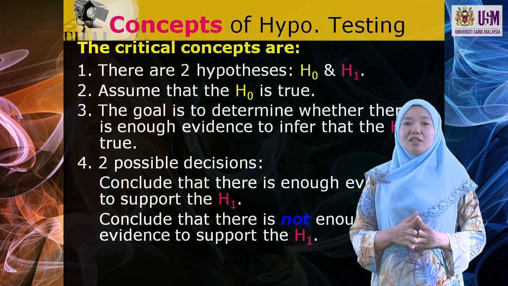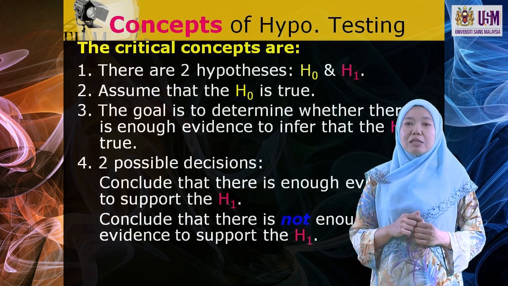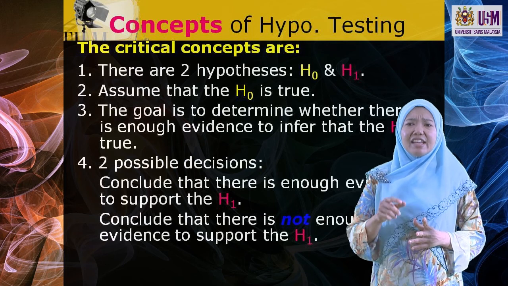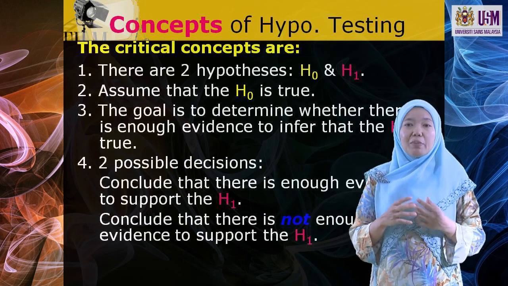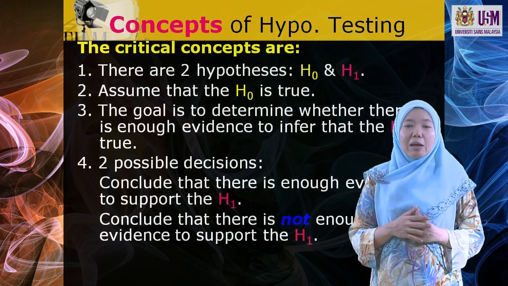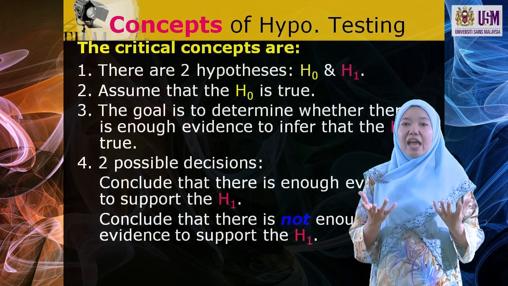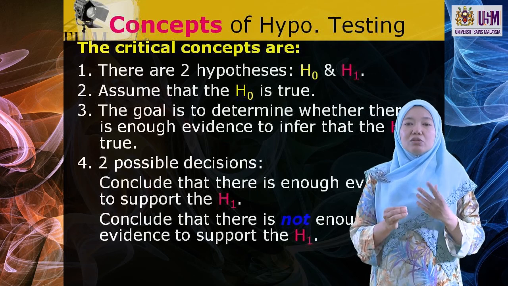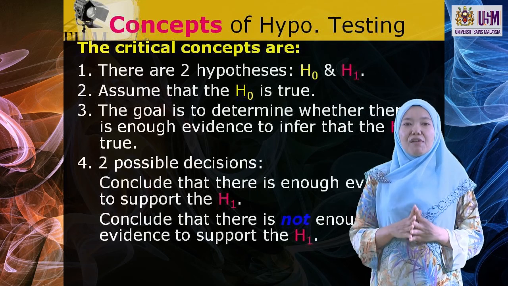The third point when we discuss hypothesis testing is that the goal is to determine whether there is enough evidence to infer that H1 is true. So your decision about the hypothesis test will not be on H0, but on H1. You will examine the evidence on H1 so that you can decide whether there is enough evidence or not enough evidence.